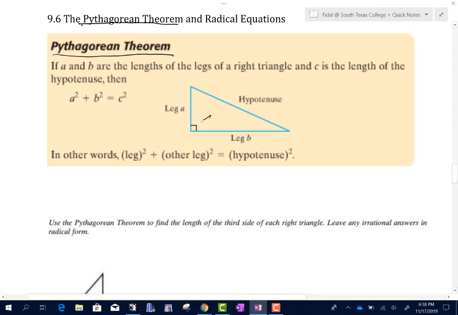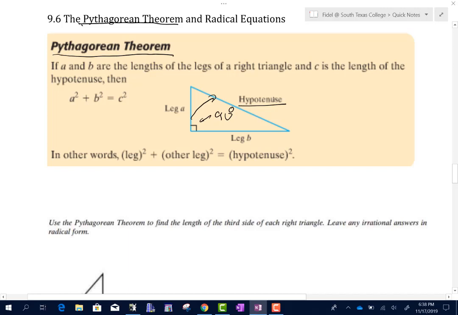A right triangle, guys, just means that that angle right there is going to measure 90 degrees, okay? And we're going to have two legs, right? The two sides that are close to that, that kind of form that 90 degrees. Those are what we call the legs. And then the side that's opposite of that, that's what we call the hypotenuse, all right?